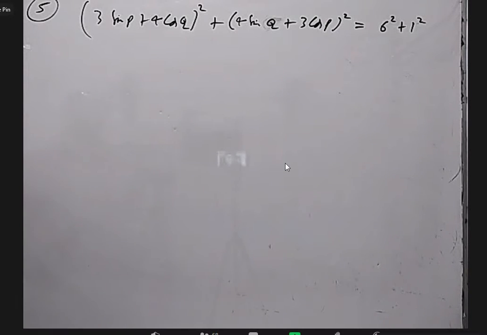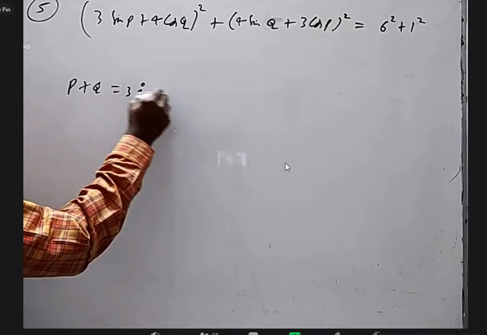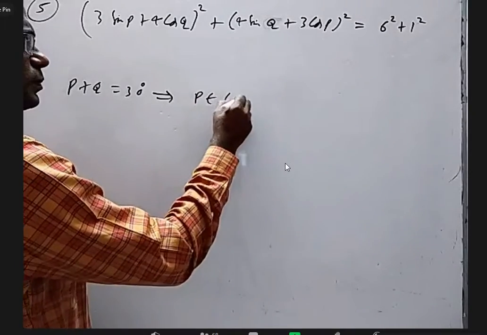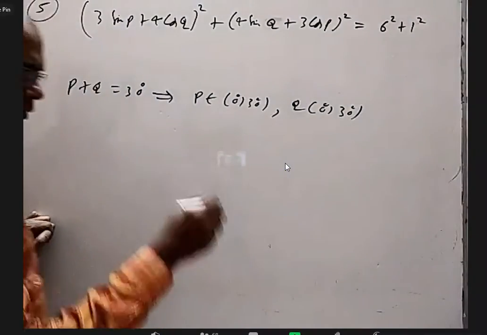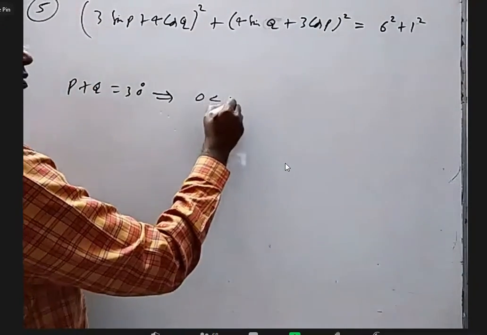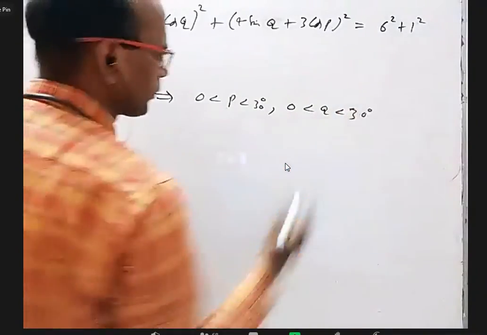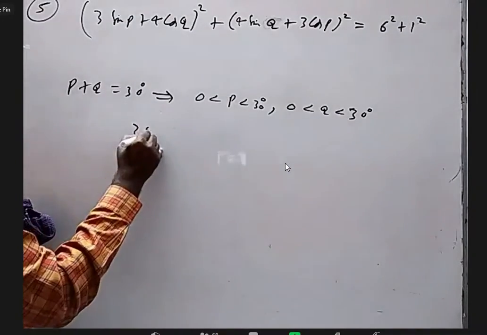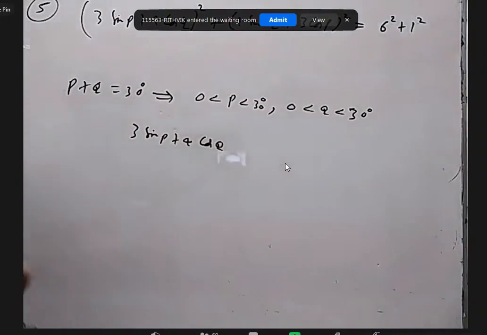Why 1 by 2 plus 4? Okay, let us say anyway, P plus Q is 30 degrees. Let us take that. Because in a triangle, all angles are positive, this tells you that P is between 0 degrees and 30 degrees and Q is also between 0 degrees and 30 degrees. I can say 0 less than P less than 30 degrees, 0 less than Q less than 30 degrees. Then let us see, 3 sin P plus 4 cos Q will be between what and what? That's what you're talking about, right?